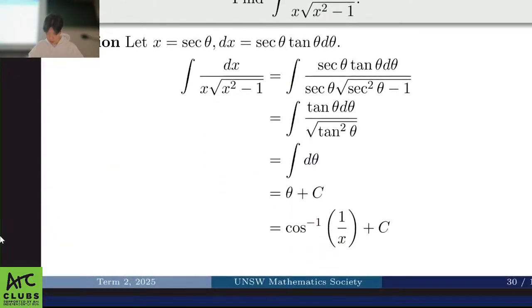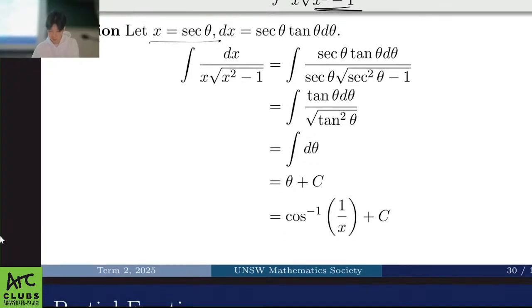So we can see that here. They did the same thing. They let x equal sec theta because it's in the form x squared minus a squared.